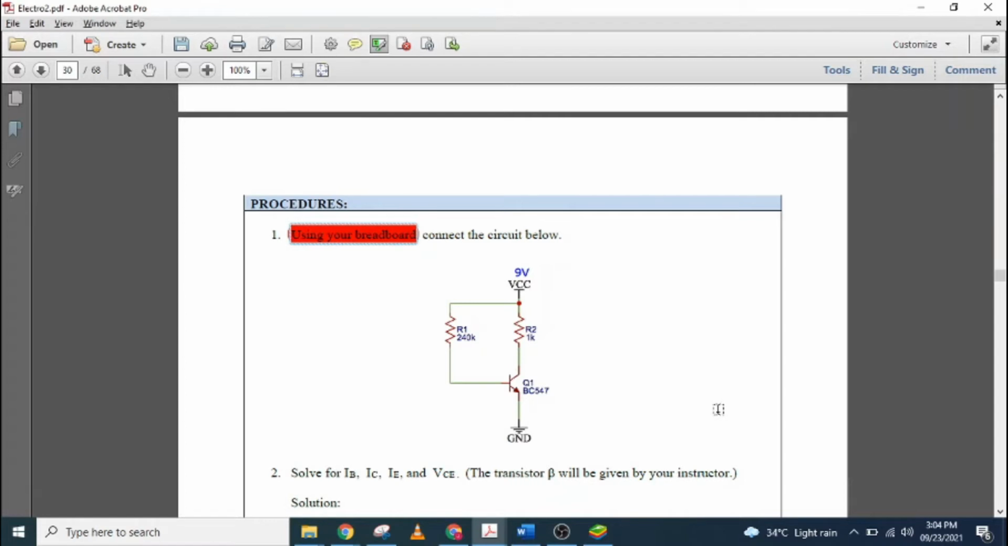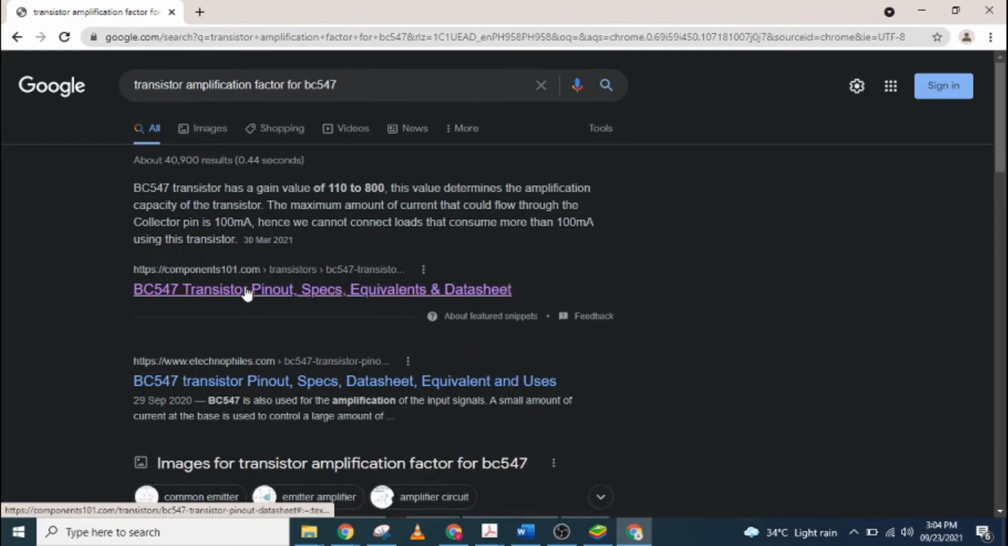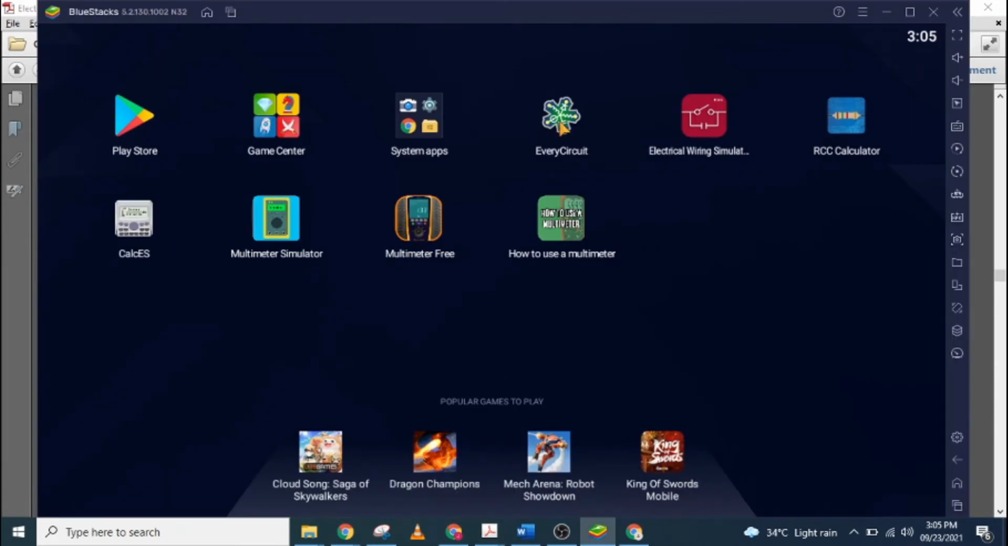First of all, before continuing, let's search for the beta value, or the transistor amplification factor, of the BC547. Here we have the BC547 transistor, which has a gain value of 110 to 800. In this case, class, we will use 110 as the beta value. So this is our circuit. Let's now go to our simulation.